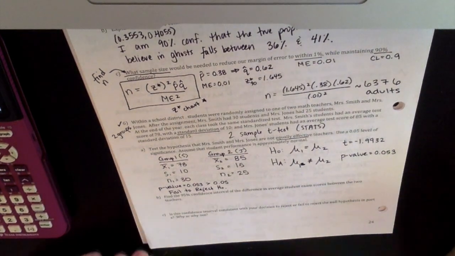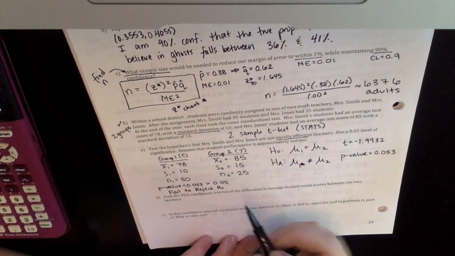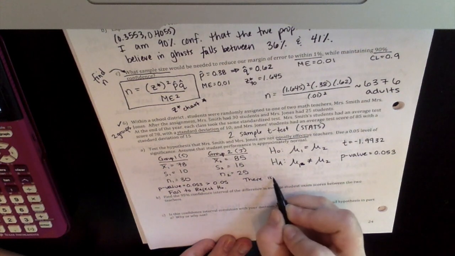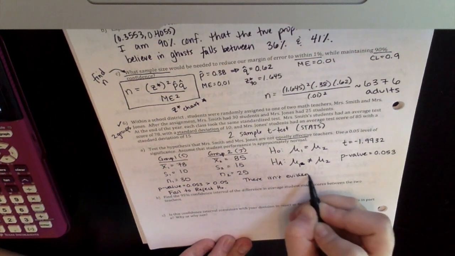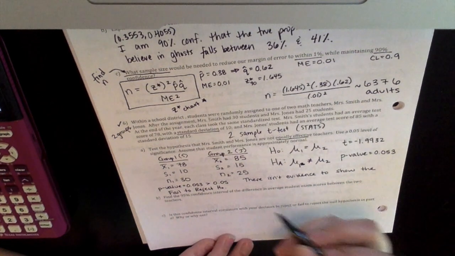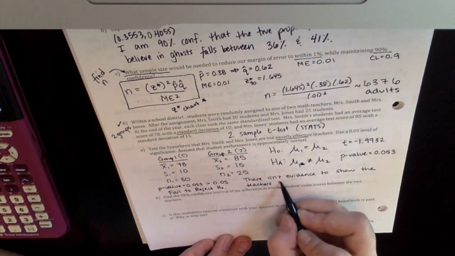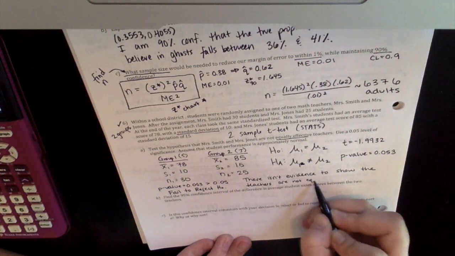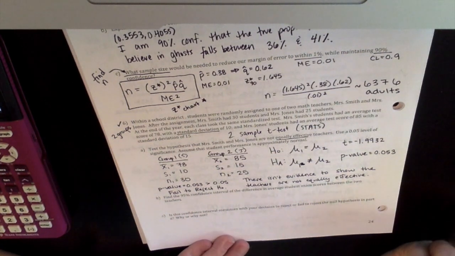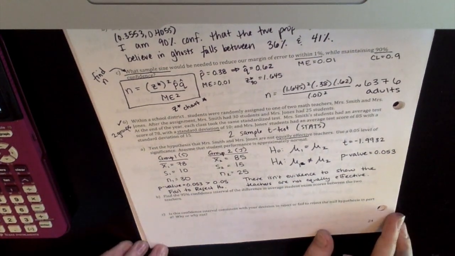Okay, so unfortunately what we have to do here is write a sentence that says we failed our experiment. So there isn't evidence to show the teachers. Remember, we were trying to show they are not equally effective, right? So we tried to show that they were not, we failed. And now we keep going.